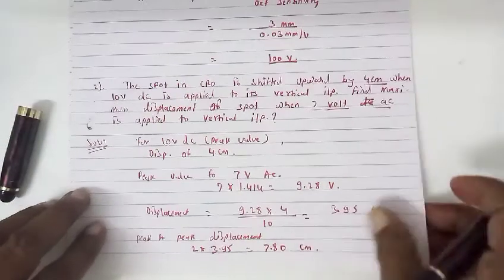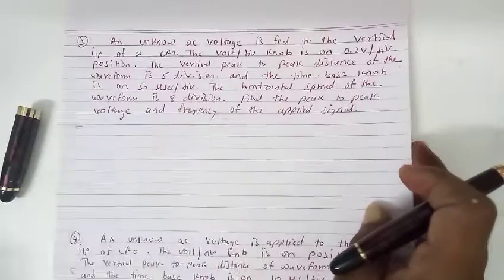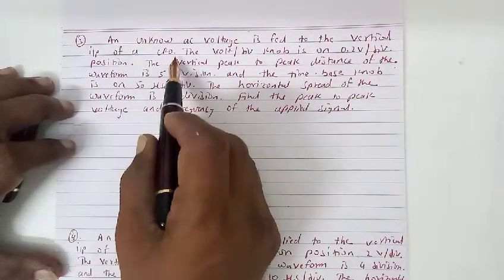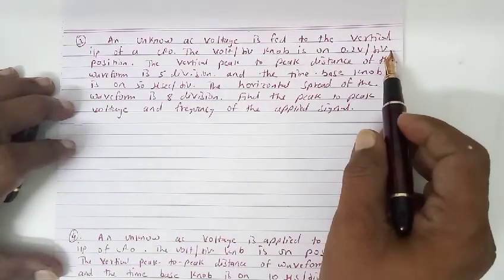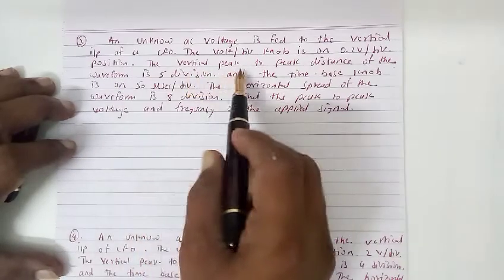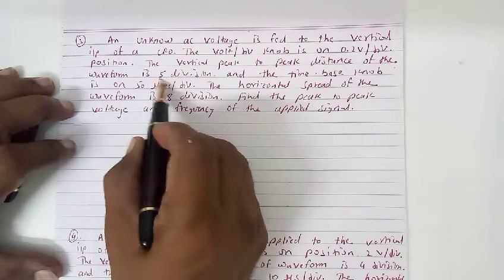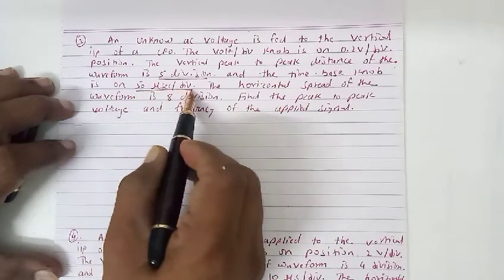The next problem. The unknown AC voltage is fed to the vertical input of the CRO. The voltage per division knob is at the 0.2 per division position. The vertical peak to peak distance of the waveform is 5 divisions. Okay, and the time base knob is at 50 microsecond per division.